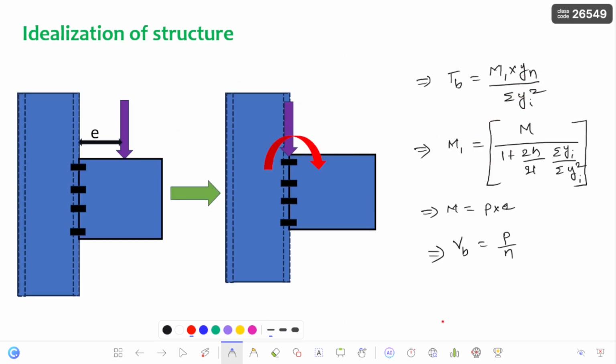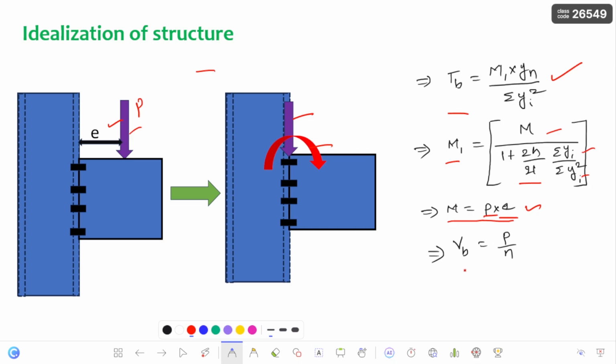So I already derived the equation for the tension force, that is nothing but M1 into Y1 by summation of Yi square. M1 is already derived, that is nothing but M by 1 plus 2h by 21 into summation of Yi by summation of Yi square. M is nothing but the total external moment, that is load into eccentricity E. Here you can see this is P and this is E.